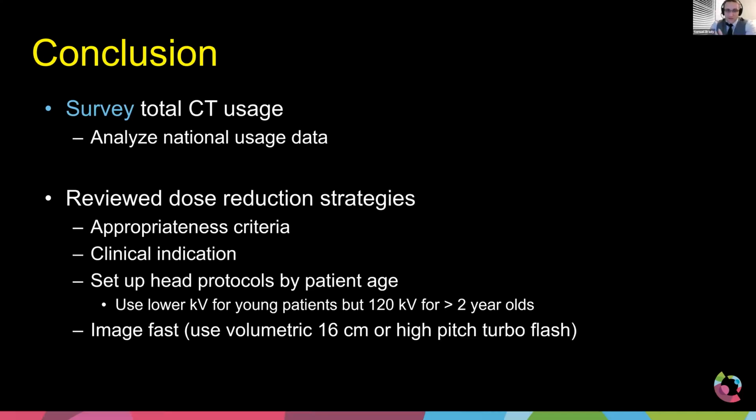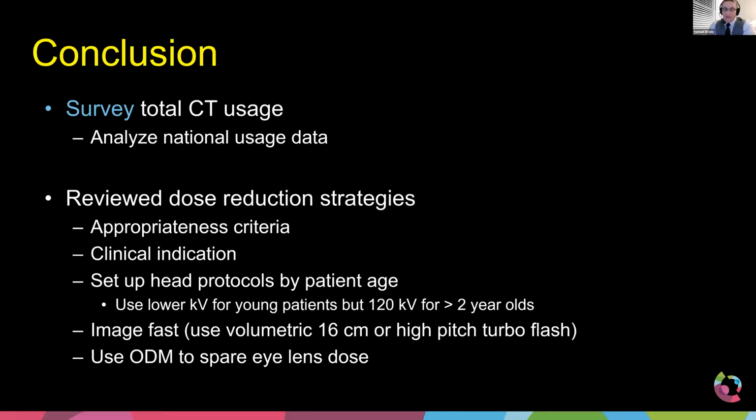Obviously, it's important, if we can, to image as fast as possible using volumetric imaging or high pitch, the largest, not bandwidth, excuse me, scan width for pitch for helical acquisitions. And then, of course, we want to minimize radiation doses where possible to the more sensitive aspects of the head, which would be the eye lens. So using organ dose modulation.